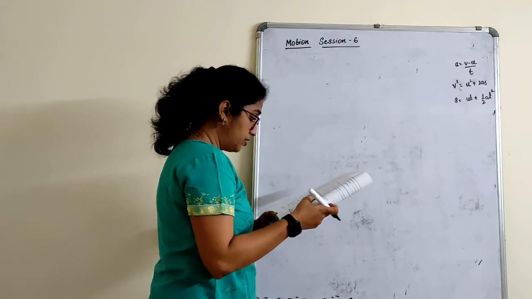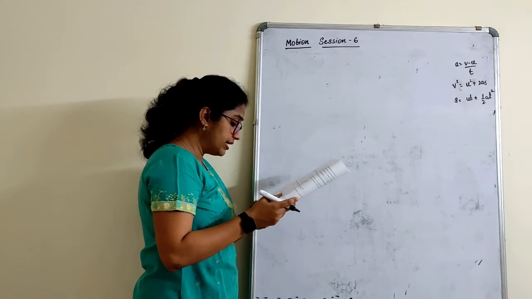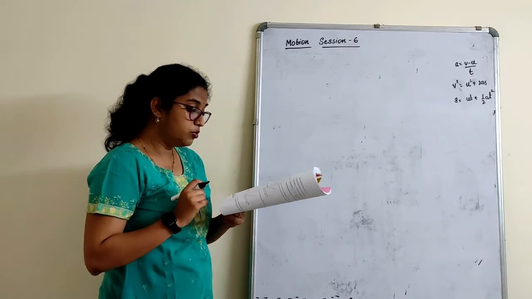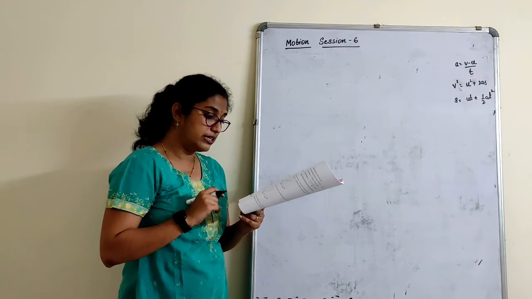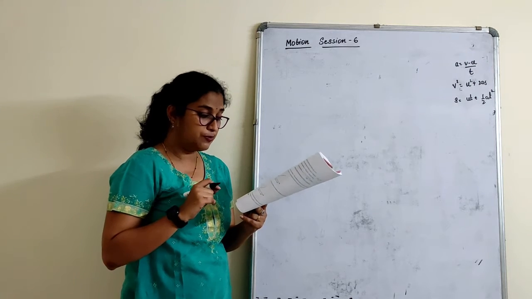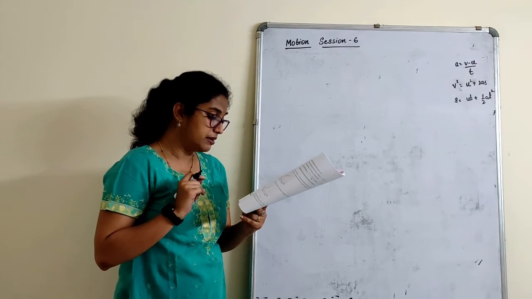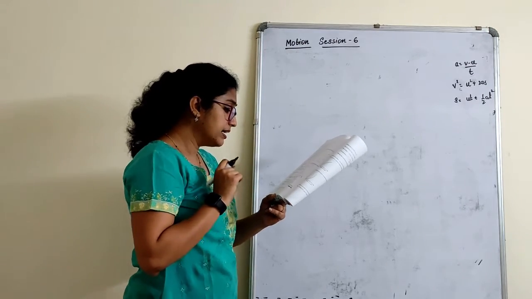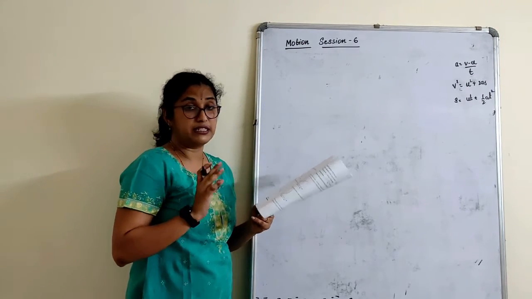Next one, on the same page, a train starting from railway station. First we'll read the question. A train starting from railway station and moving with a uniform acceleration attains a speed or velocity of 40 km per hour in 10 minutes. Find its acceleration.